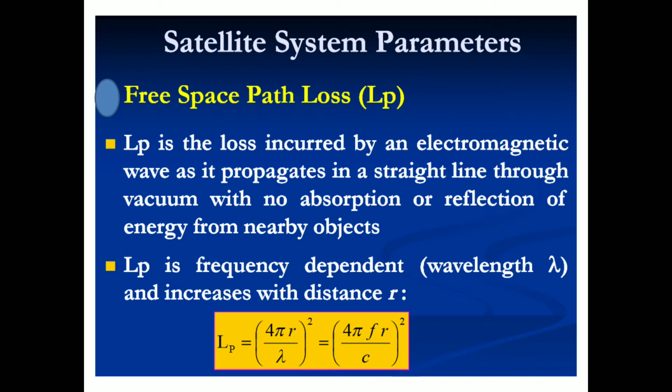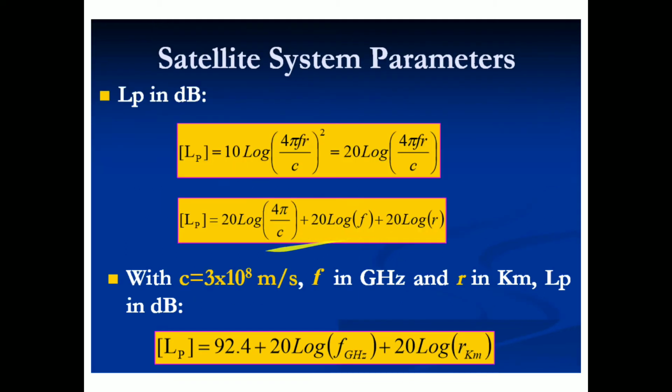The relation for free space loss is given as (4 pi r by lambda) the whole square. The other representation for the same loss in dB is 10 log of (4 pi f r by c) the whole square, which comes out to be 20 log of (4 pi by c) plus 20 log of f plus 20 log of r, where f is in gigahertz and r is in kilometers. So we can use one of the relations to calculate the free space loss.